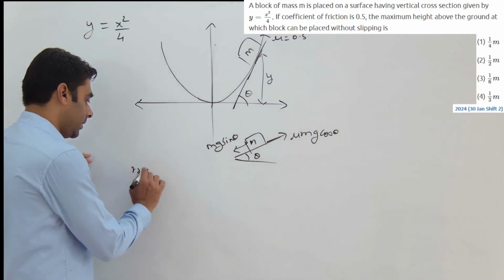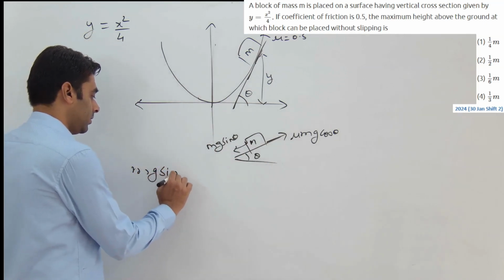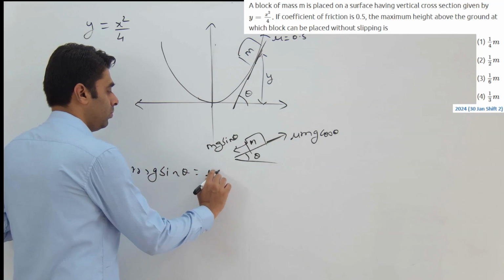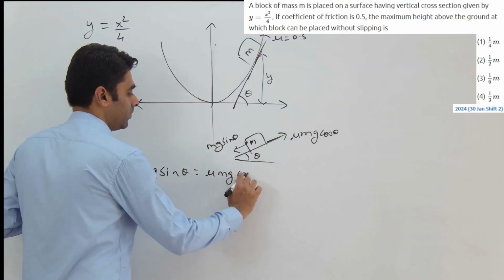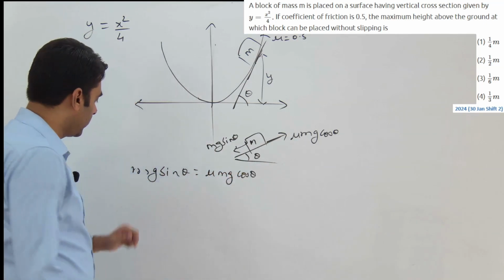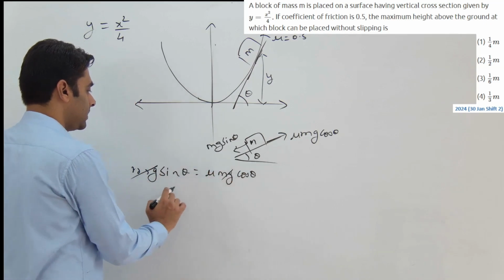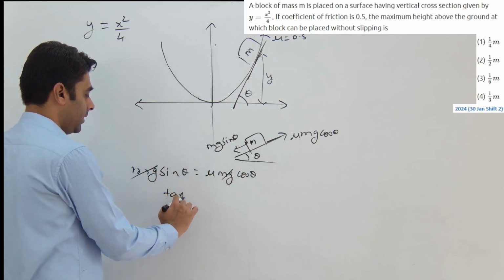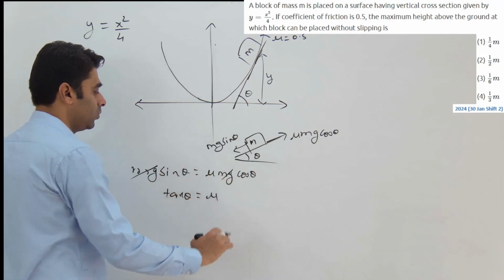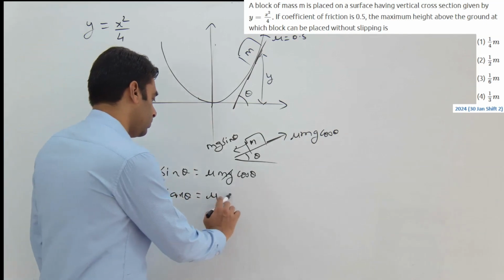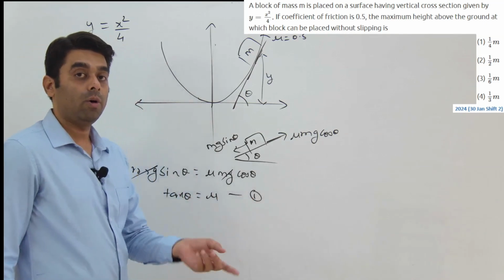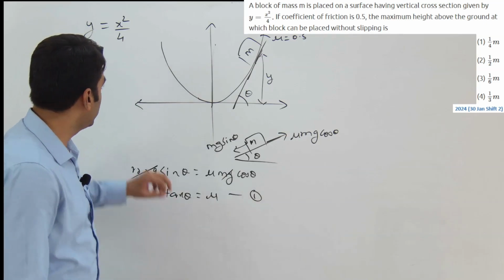mg sin theta is equal to mu mg cos theta, right? Forces should be balanced. If we see, mg cancels, sin theta by cos theta is tan theta, which is equal to mu. Tan theta is equal to mu. This is what we have got. Now we need the tan theta value. How to find out tan theta?